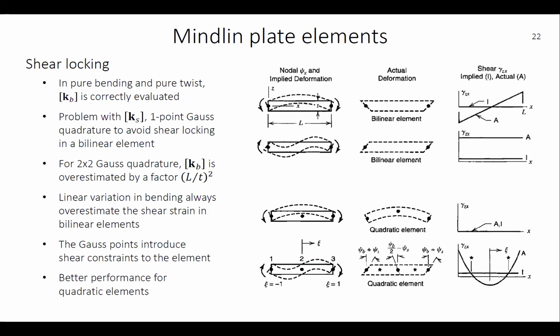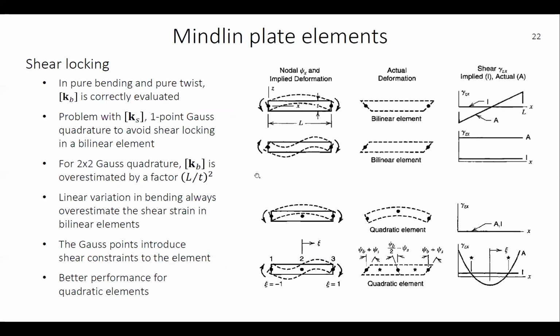If you use a 2x2 Gauss quadrature, the bending stiffness component is overestimated by this factor. So for smaller thicknesses, this value will increase. Linear variation in bending always overestimates the shear strain in beam elements.